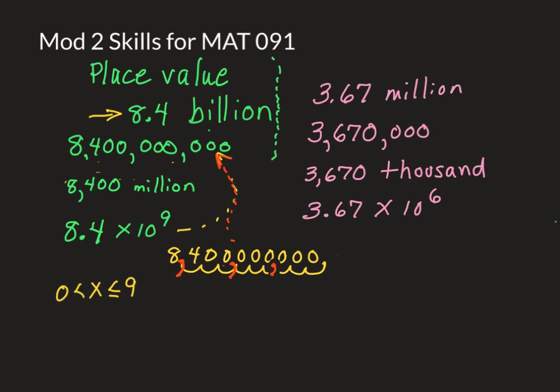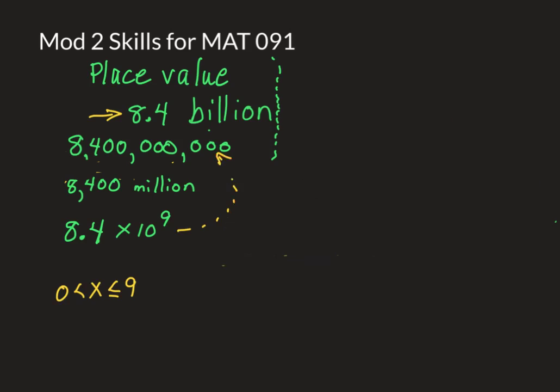Let's do the same thing for our 3.67. I'm multiplying it by 10 to the 6th, so I go 1, 2, 3, 4, 5, 6 to the right. And then I put in commas, 1, 2, 3, 1, 2, 3. Okay, so 3,670,000, which I already wrote up there. All of those different ways of writing it are equivalent.